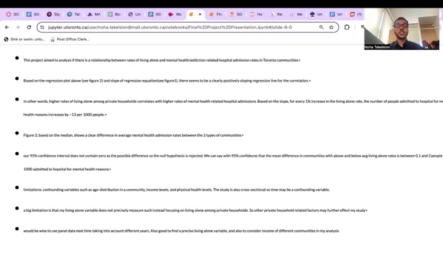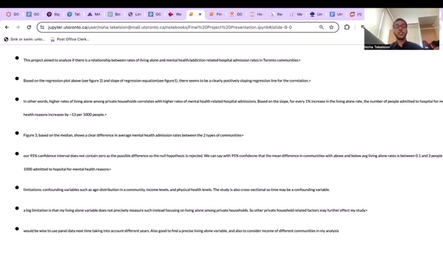So the limitations of this study: there were confounding variables. It's an observational study. We don't really control for our variables. So there are confounding variables such as age distribution in a community, income levels, and physical health levels. This study is also cross-sectional, so time might be a confounding variable. It's only taking into consideration data from a single year. A big limitation, though, is that my living alone variable does not precisely measure such. Instead, it focuses on living alone among private households. So other private household-related factors may further affect my study.